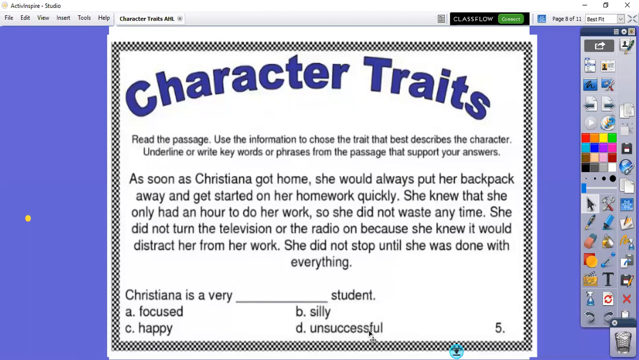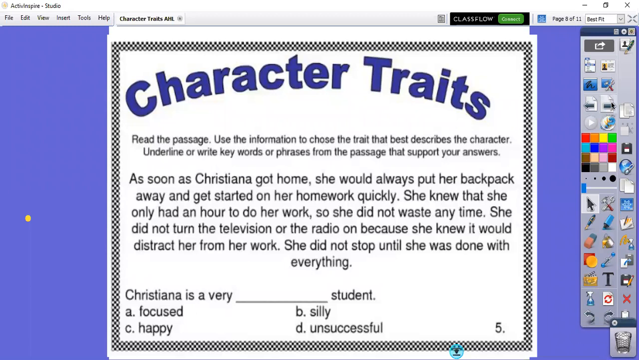Well, let's do the process of elimination. She would go home and get started right away. She didn't even turn on the TV or the radio. She did not want to be distracted. And she didn't stop until everything was finished. So we can eliminate D, unsuccessful. If she started her homework quickly, didn't get distracted, and completed it all, we know that that is not correct. D is not correct. So the correct answer is, you guys guessed it, A, very focused.